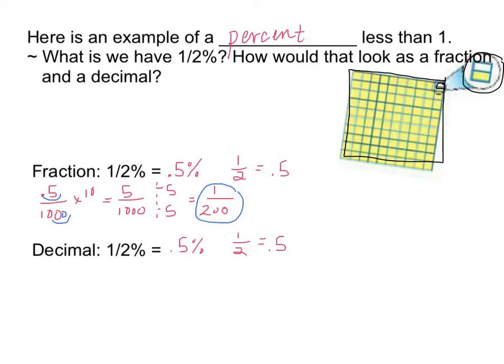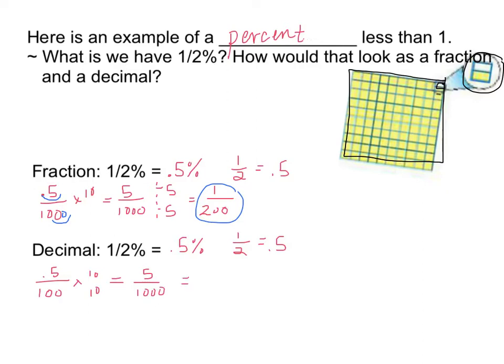Now we're going to look at the decimal equivalent. Again, we know that 1/2% is 0.5% because 1/2 equals 0.5. Since percentages are out of 100, that gives us 0.5 out of 100. I want to get rid of that decimal, so I'm going to multiply numerator and denominator by 10. That is going to give me 5 over 1,000.